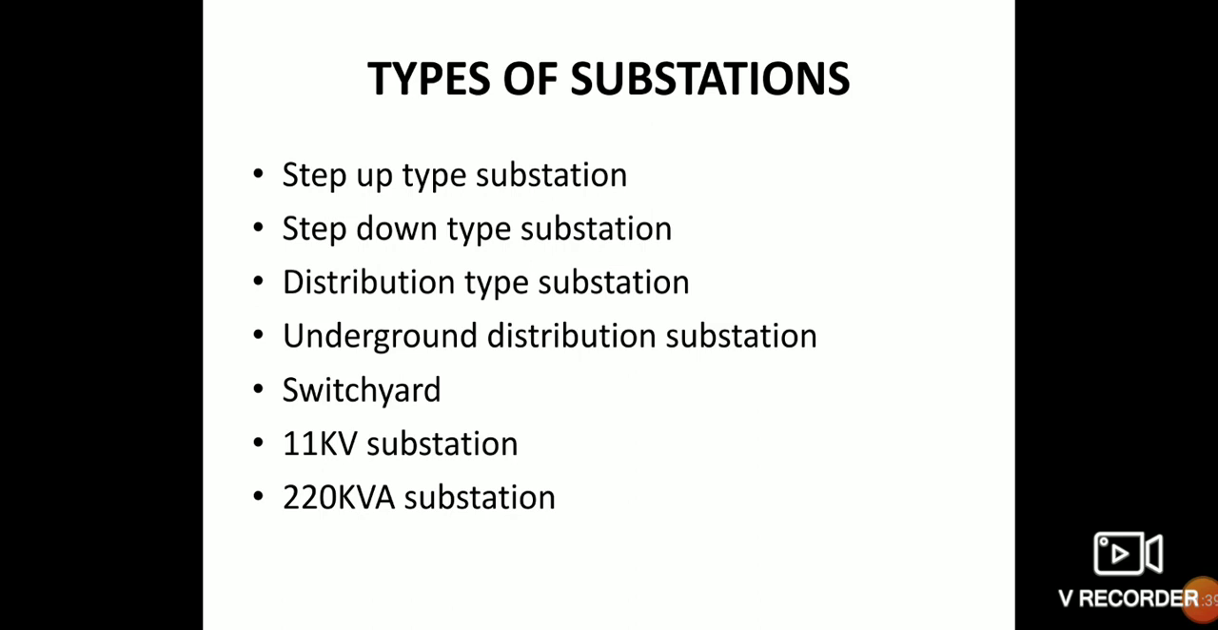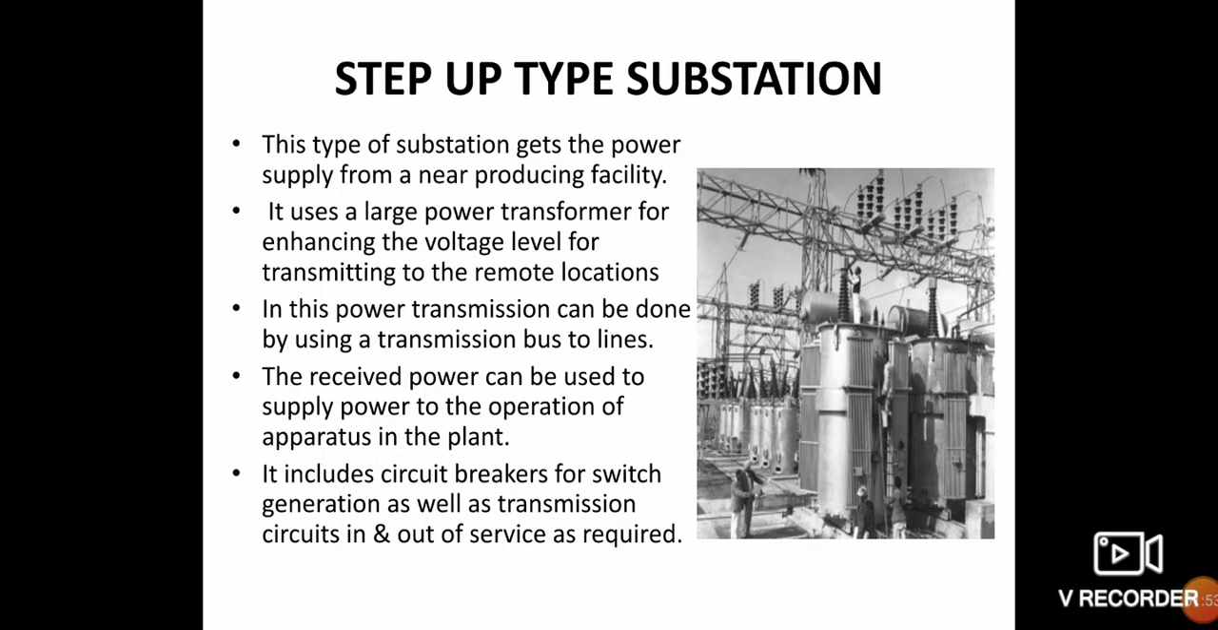Next, types of substations. There are several types of substations, namely step up, step down, distribution type, underground distribution type, switchyard, 11 kV and 220 kVA substations. We are now going to see them one by one. First, step up type of substations. From the name itself, we can understand that the voltage is stepped up while transmitting from the generating station to a substation.